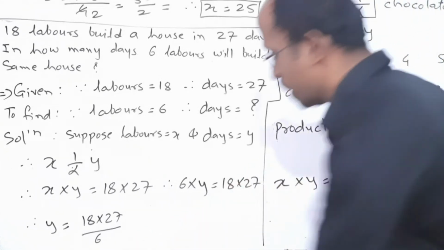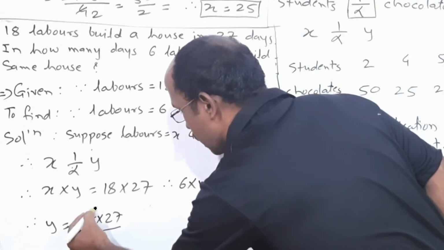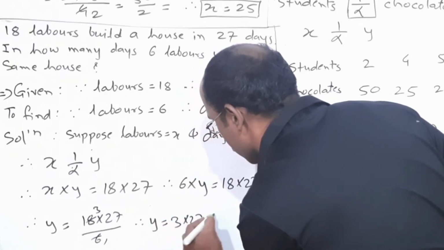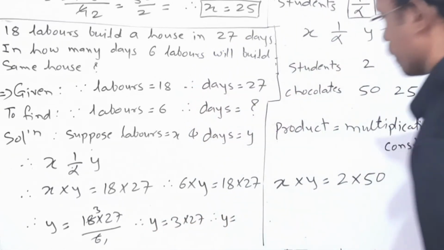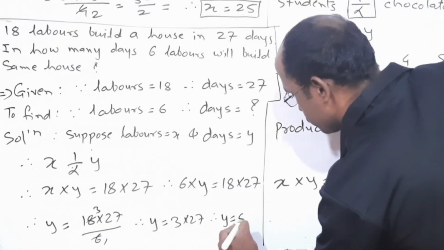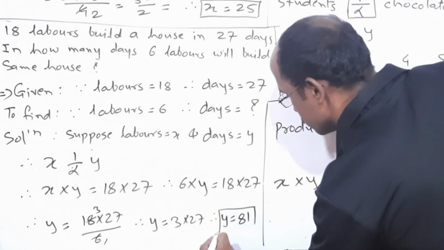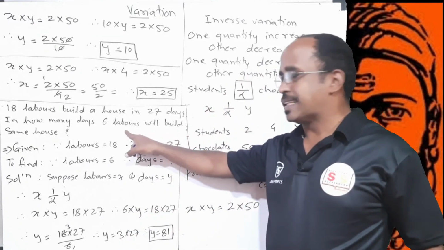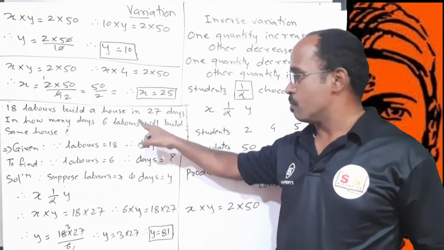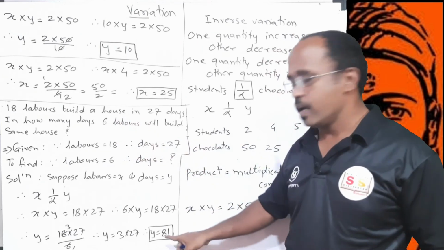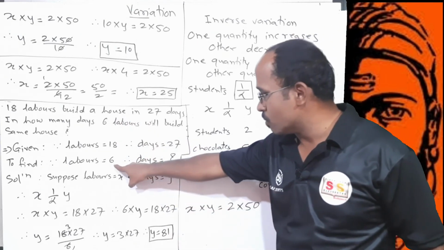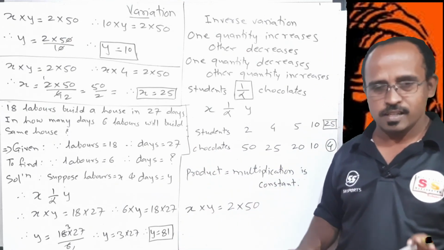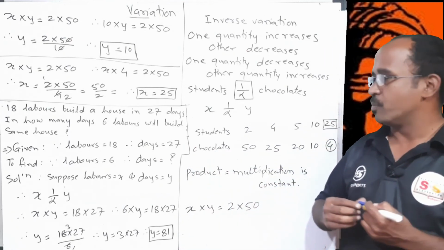Applying the test of divisibility, 6 1s are 6, 6 3s are 18. Therefore, y is equal to 3 into 27. So, y is equal to 81. So, to build the same house using 6 laborers, it will require 81 days. As the number of laborers decreased, the number of days increased. Clear, students? I hope you understood it.